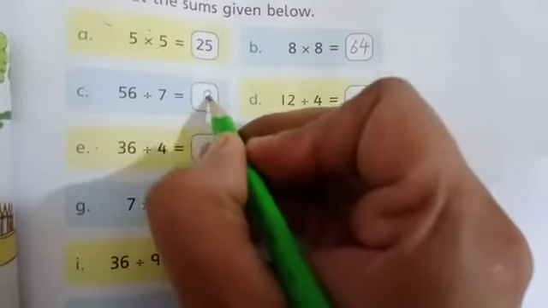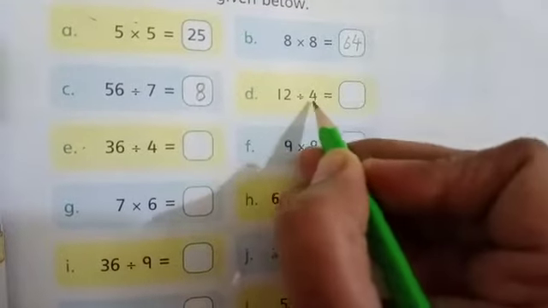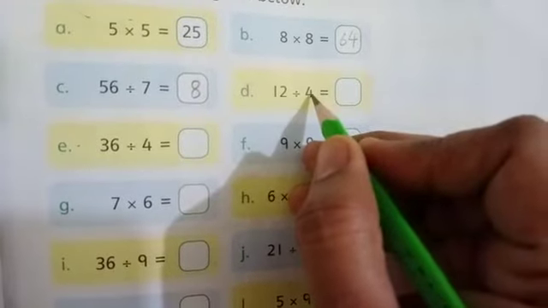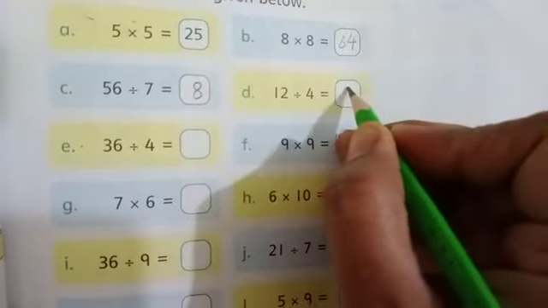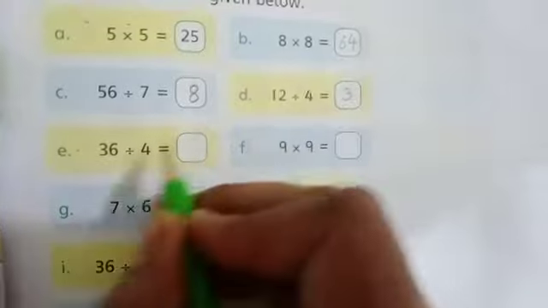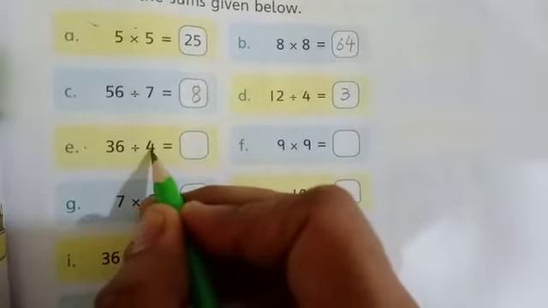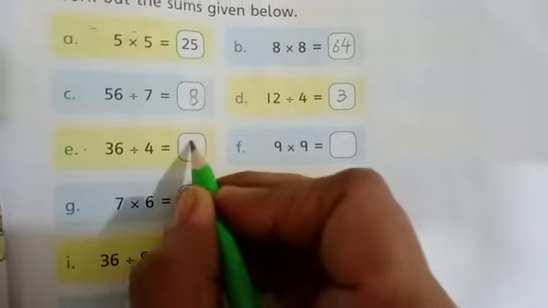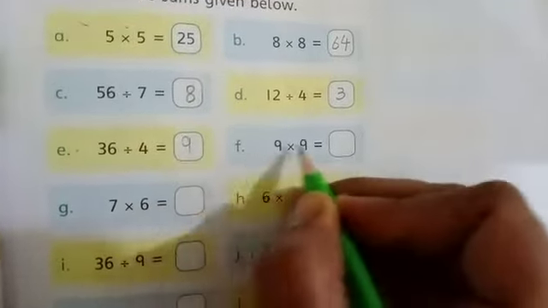Answer is 8. 12 divided by 4 is equal to dash. Read the table of 4. 4 1s are 4, 4 2s are 8, 4 3s are 12. So answer is 3. 36 divided by 4. Read the table of 4. 4 9s are 36.